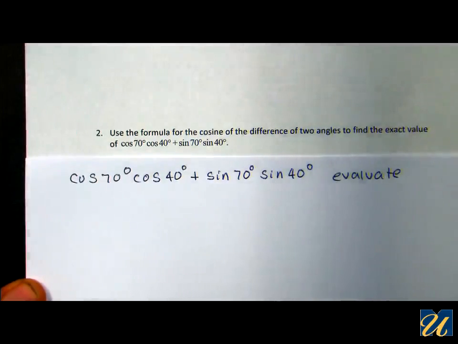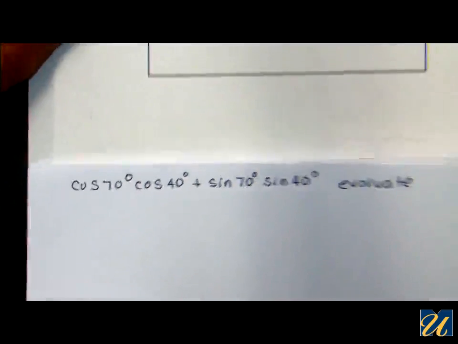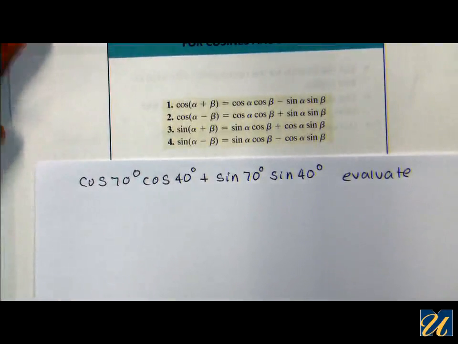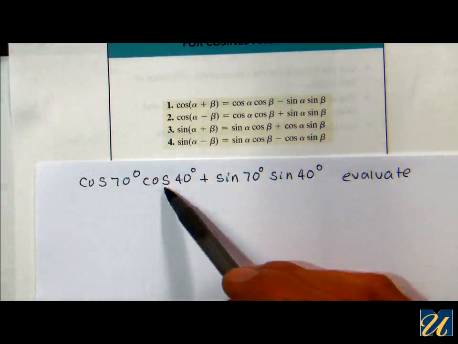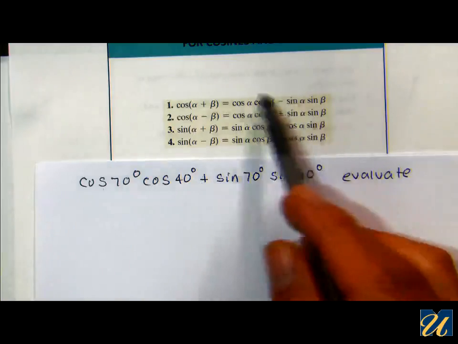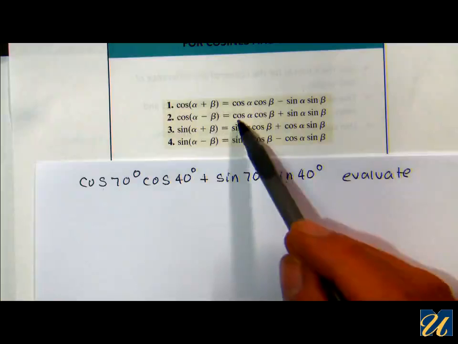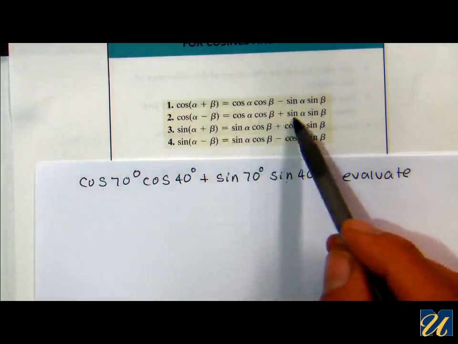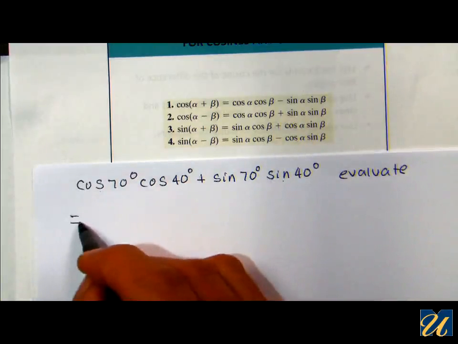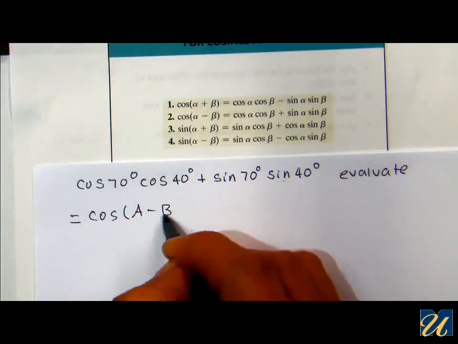So what I would suggest is look at the pattern and observe the formulas that we have. So here are the formulas, and we need to find the pattern here. Cosine, cosine, sine, sine, with a plus sign in between. So which one of these formulas then does it mimic? It mimics cosine, cosine, sine, sine, with a plus sign in between. Therefore, this is using cosine of A minus B.